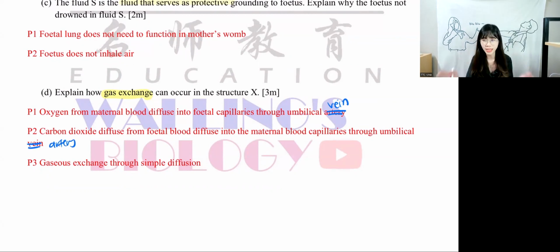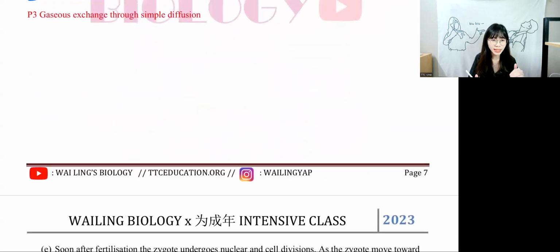So all of the gases exchange, no matter whether it's in human or in a plant, is always simple diffusion. Simple diffusion means higher to lower. It's called simple diffusion.